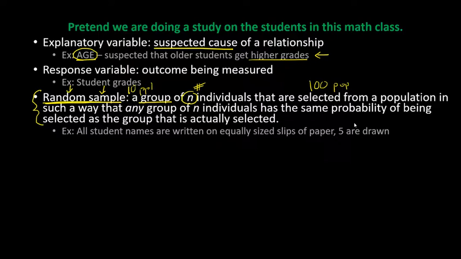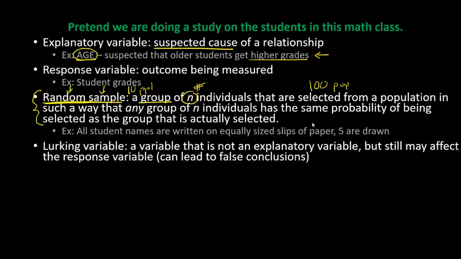So for example, if we're talking about students in this math class and I decided I wanted to randomly sample 5 students, one way that I could get this random sample is that I could write all the students' names on equally sized slips of paper, fold them in half, and then draw 5 of them, right? And maybe I've mixed them around too, and I draw 5 of them. That group of 5 pieces of paper with the 5 student names on it that I drew were just as likely to have been picked as any group of 5 that I could have come up with from that population.